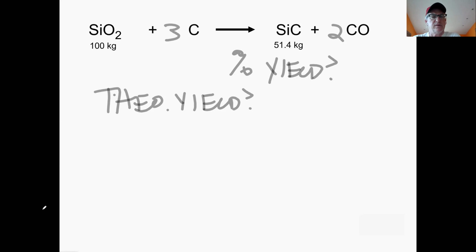How do we figure that out? Because remember, this is the theoretical yield of silicon carbide. We're not interested in the carbon monoxide. That's basically a waste anyway. Since this is a solid and this is a gas, it's going to be pretty easy to separate. So what is our theoretical yield of silicon carbide? How do we determine that? By the balanced equation. So where do we start?